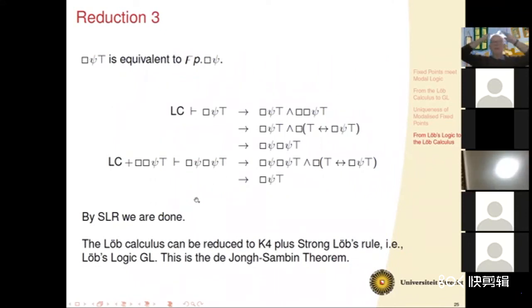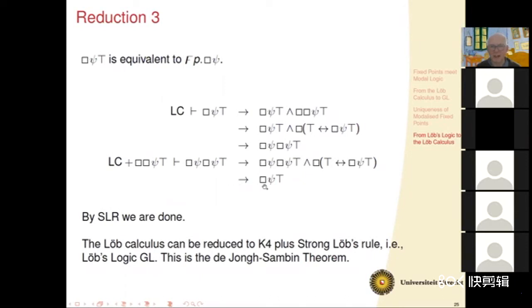Right, so the miraculous thing is, we did calculate the fixed points of this form. And so that's the second step, right? So the first step, reduction to fixed points of the form d gamma box psi. And then the second step, reduction of fixed points of the form d gamma box psi to a very simple form box psi true.